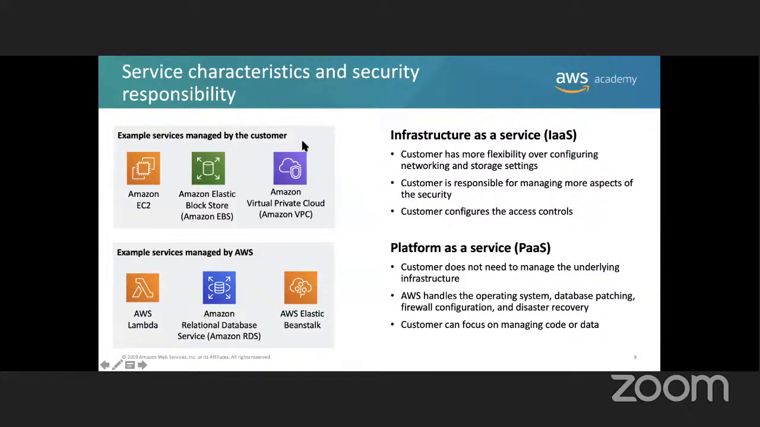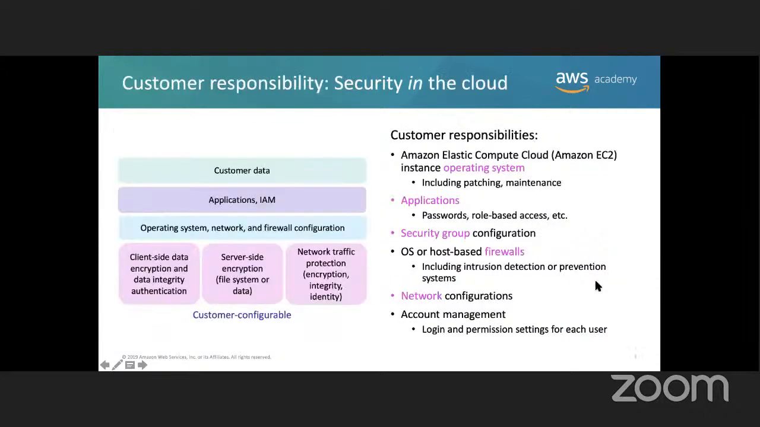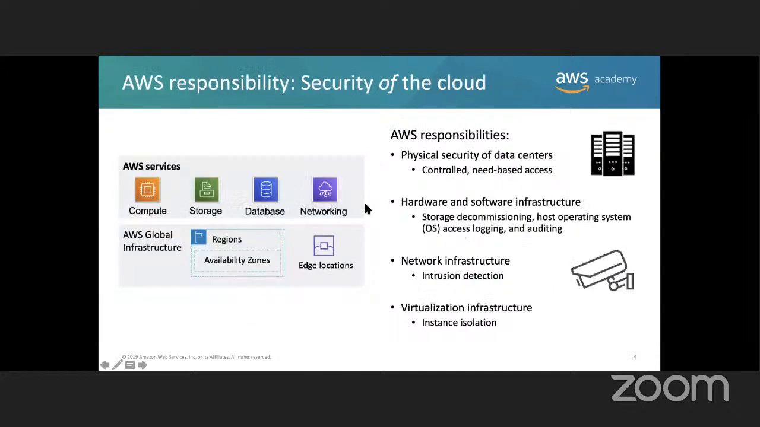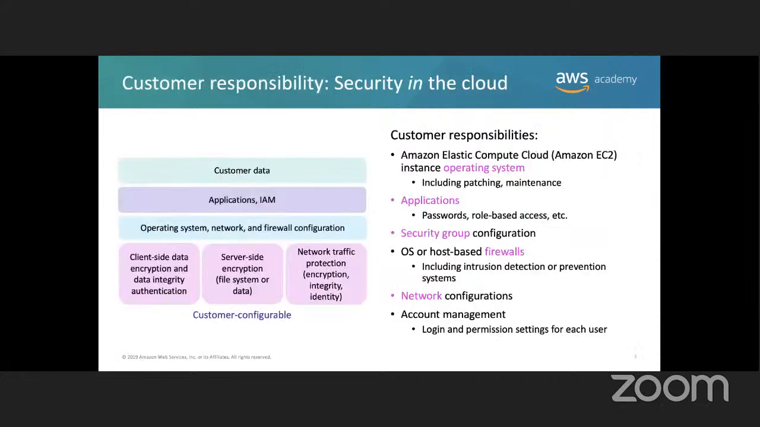Now, service characteristics and security responsibility. These are examples of services that are managed by the customer. EC2, and we know that already, is infrastructure as a service. And we saw in the first classes the 3 different service models: infrastructure as a service, platform as a service, and software as a service.